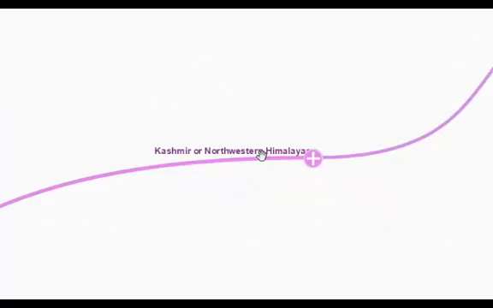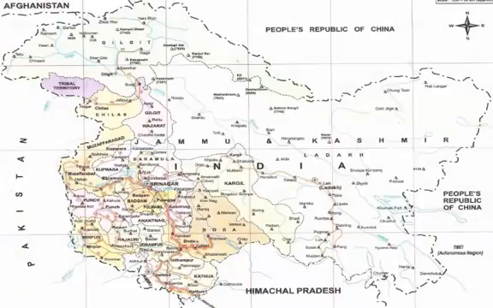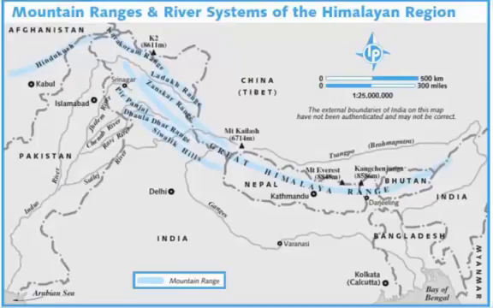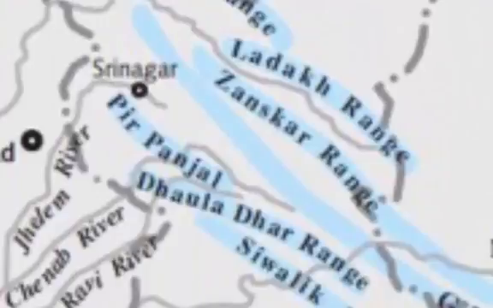Let's get to know the Kashmir or northwestern Himalayas. Just have a look at the Kashmir Himalaya on the map. So Kashmir has a few ranges and a cold desert, which together form the Kashmir Himalayas. So the ranges are the Karakoram Range, Zanskar Range, and Pir Panjal. Whereas there is one cold desert called Ladakh.